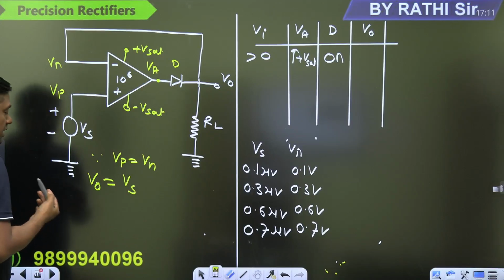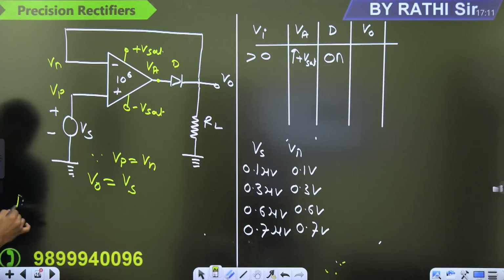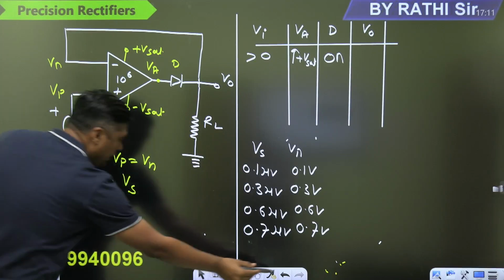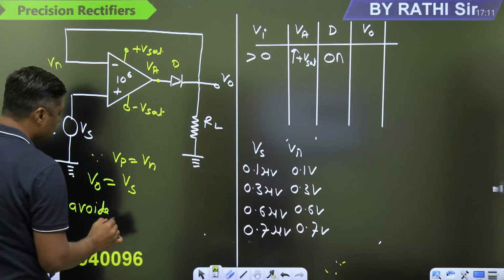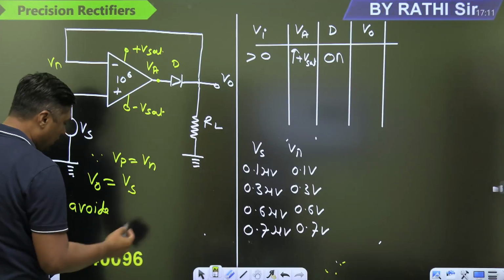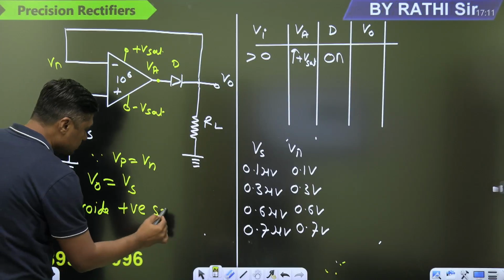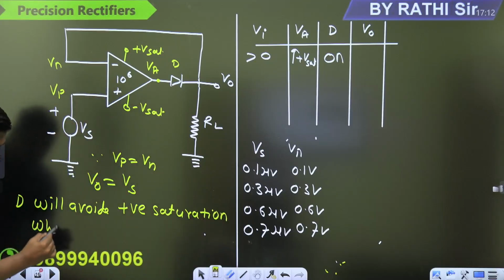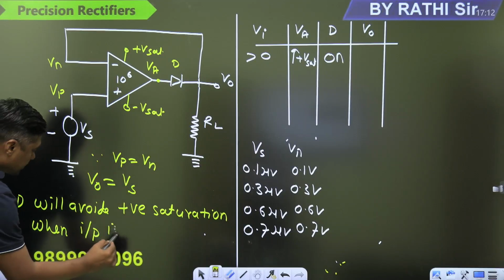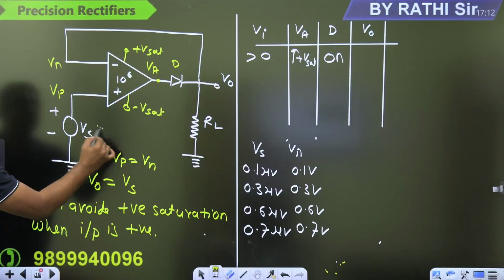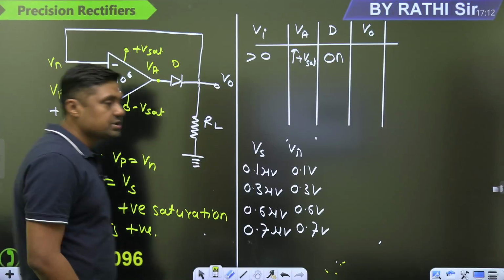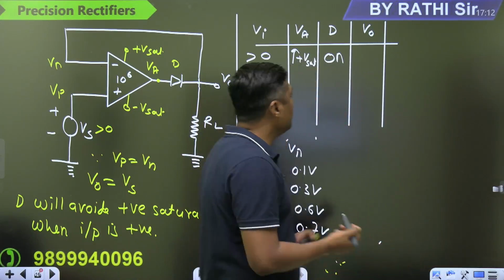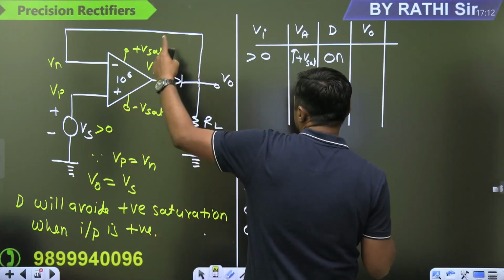So what is the conclusion here? The diode will avoid positive saturation when the input is positive. What about the input here? Positive, greater than 0. So it will avoid the positive saturation. How will it avoid the positive saturation? Because of what? Negative feedback. Because of negative feedback, positive saturation it will avoid.